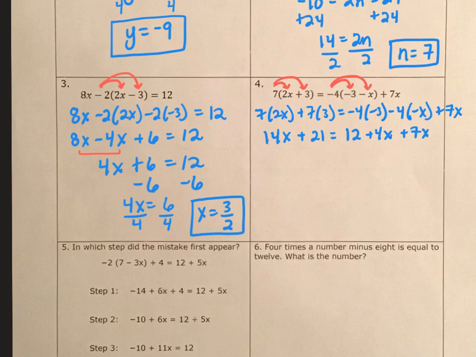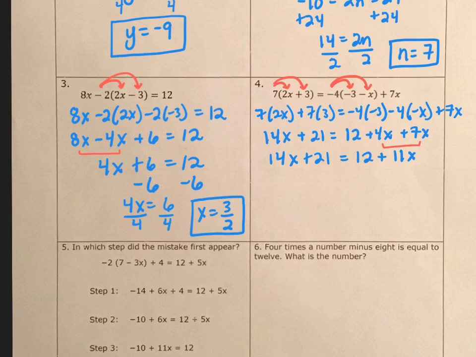Okay, so now I've distributed. Now my next step is to combine like terms. There's nothing on the left side to combine, but on the right side I have this 4x and 7x. Okay, so I've got 14x plus 21 on the left side, and then 12 plus 4x plus 7x gives me 11x.